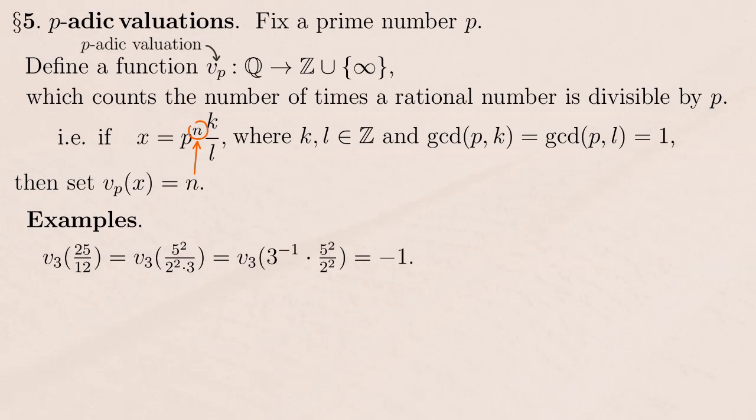As another example, v7 of 98 asks how many times 98 is divisible by 7. Well, 98 is just 7 squared times 2, or 7 squared times 2 over 1 if you like. So the answer is 2.